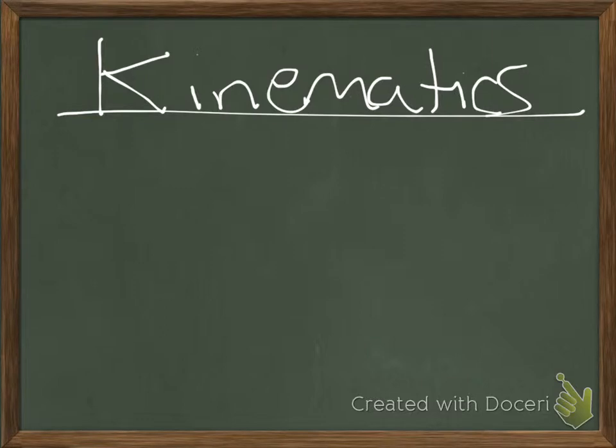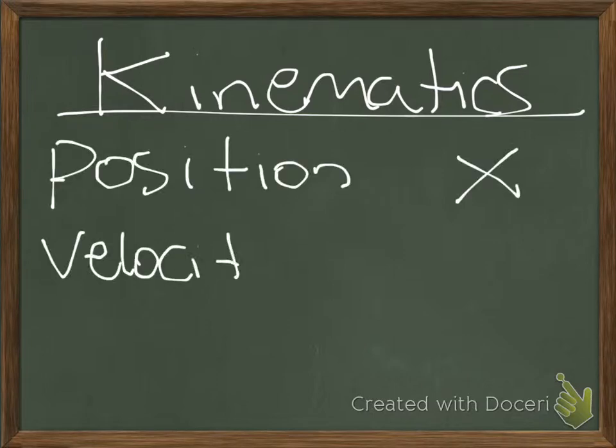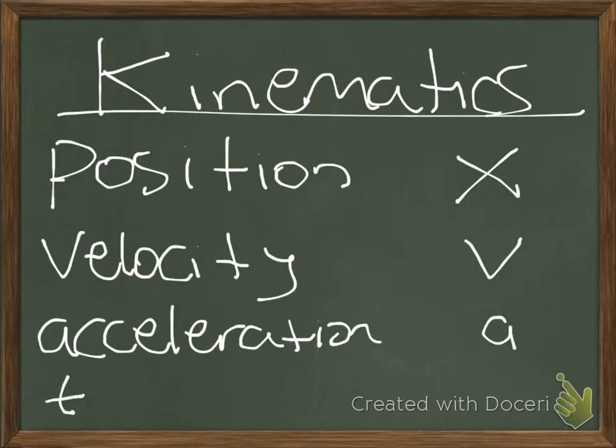There's really only two giant overarching ideas here, and the first one is kinematics. All kinematics is describing motion. So saying where something is, how fast is it going, how long did it take to get there, and how much did it accelerate. We're answering those four questions here: position, velocity, acceleration, and time.